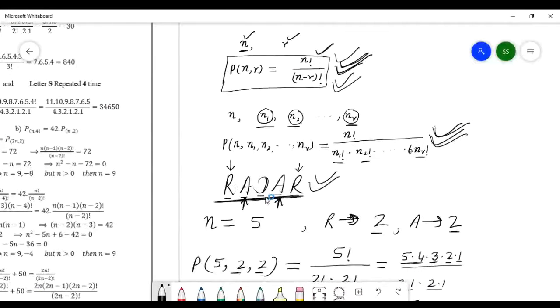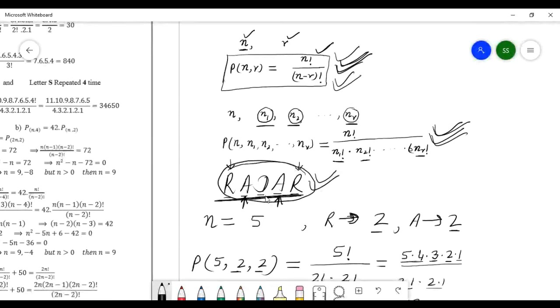How can I know? If you have the word radar, and the question is to find the permutation of this radar. You can see here A is repeated 2 times, and R is also repeated 2 times. Do you understand or not? Who asked this question? Abdul Wahid. Understand or not? Yes.